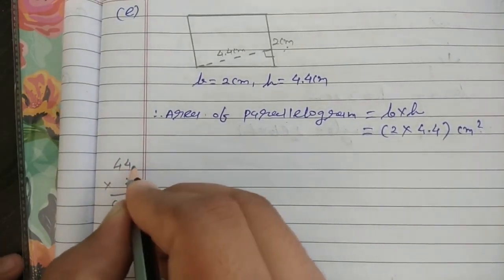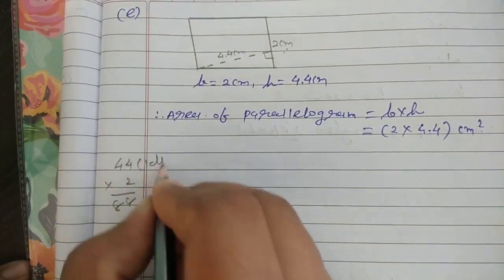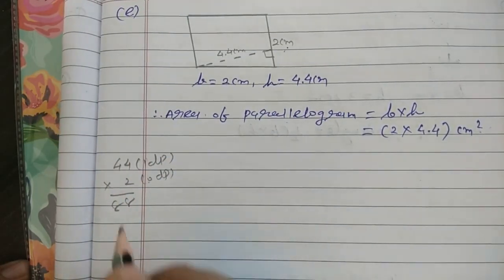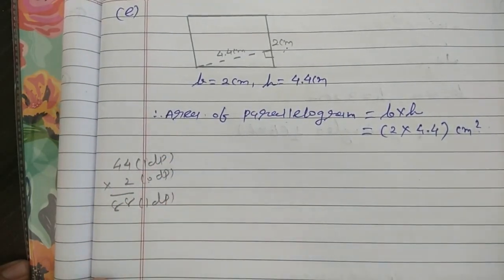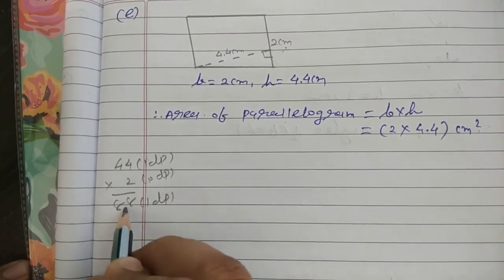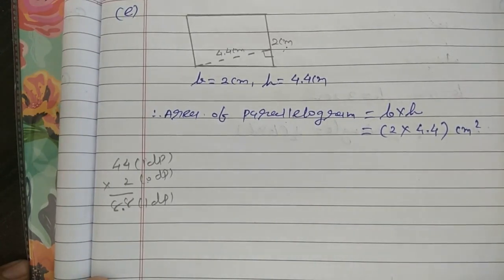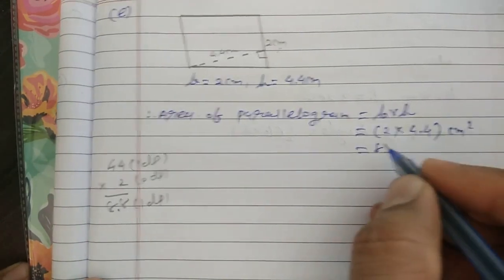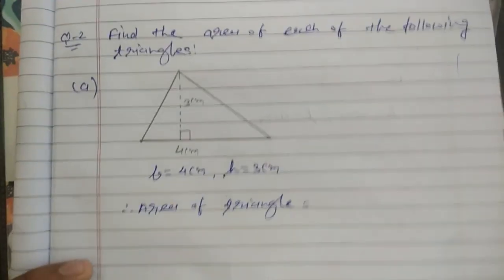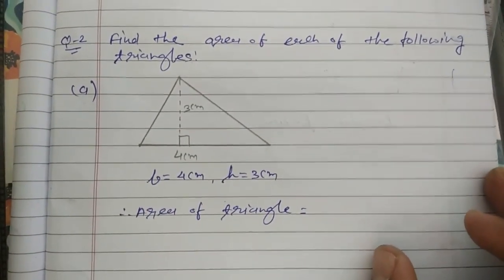In 44 it is 4.4, so we will write 1 decimal place, and in 2 there are 0 decimal places, 1 plus 0 is 1, so our answer will come in 1 decimal place. Therefore, before the 8 in the unit place, we will put the decimal point. So our answer is 8.8 centimeter square. Okay, next students, question number 2.